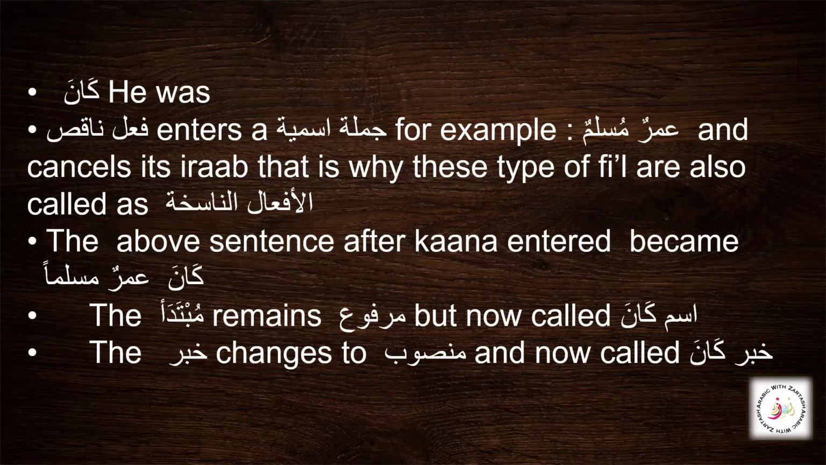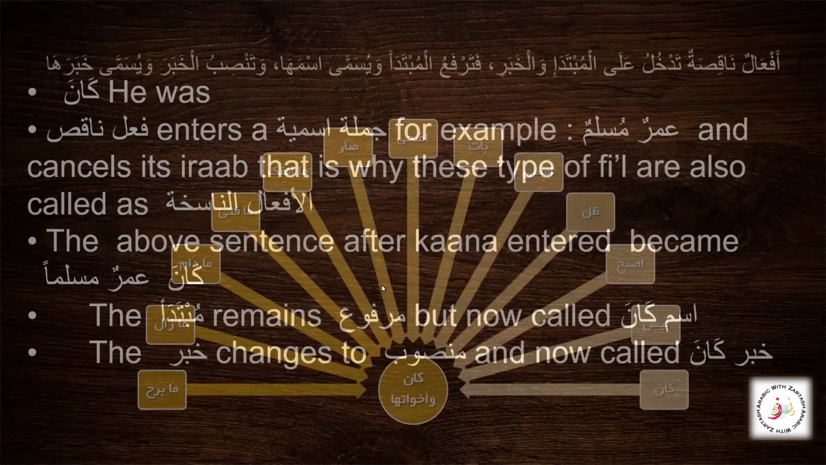Now, what happens when this Kana, a fi'l naqis, enters a Jumla Ismiya, is that our Mubtada becomes Ism Kana, but it remains Marfu, like here, Kana Umarun. And Khabar changes to Khabar Kana, and it changes into the Mansub state. Like you can see, Muslimun becomes Musliman. So Kana Umarun Musliman. So this is what a fi'l naqis does, and that is why this whole set of fi'l naqis is also called Af'al Nasikha. Let's continue now.